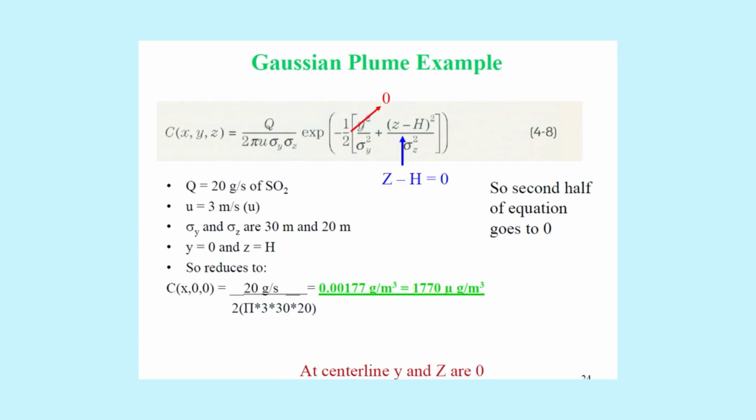This is the value at a given point at X, whereas here this is the ground concentration, so the Z and Y will be 0, 0. So this is the concentration at ground level at the desired point, whereas at the center line, Y and Z are 0 because we are only measuring the ground level concentration using this equation.